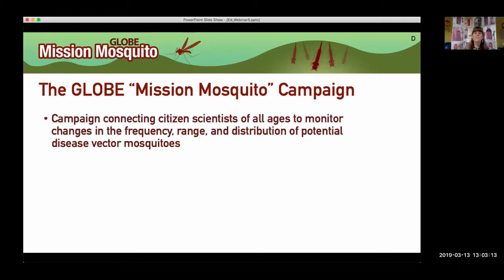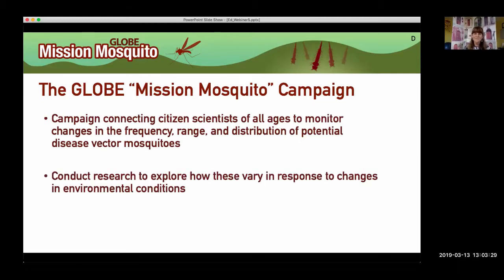So the Globe Mission Mosquito Campaign. This is a campaign in which we are connecting citizen scientists of all ages to monitor changes in the frequency, range, and distribution of potential disease vector mosquitoes. And so we'll be talking about how you can be conducting research to explore how these vary in response to changes in environmental conditions.